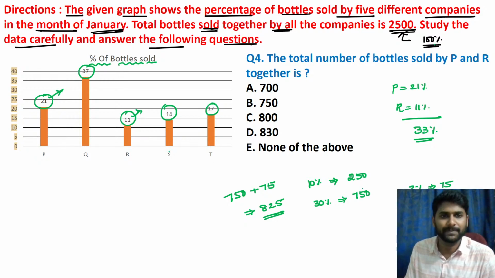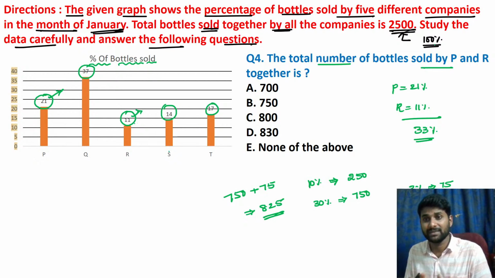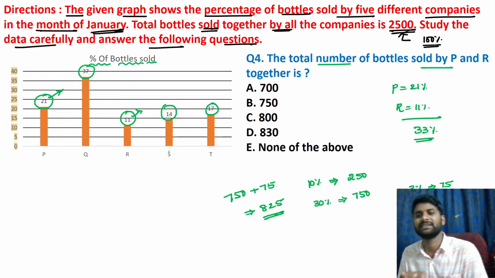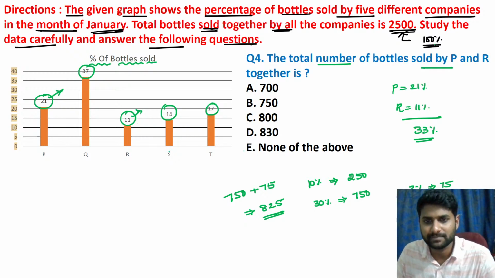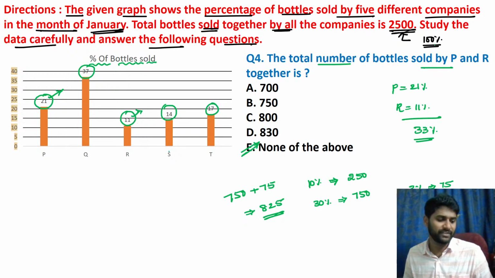Just observe carefully. The question is the total number of bottles sold by P and R. Observe that we have to take the data from the given information. P 21, R 11, 21 plus 11 is 32, so 33 percent of 2500. Or try to split the values. 100 percent is 2500. 10 percent is 250. And the 30 percent value should be 3 times that value, 750. Again, 30 percent is 750, 3 percent is 75. If you add those two numbers, your answer is 825.